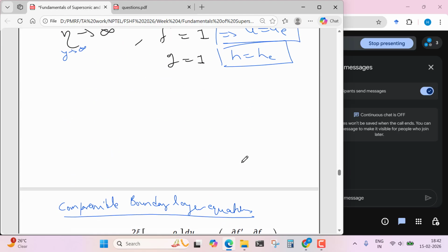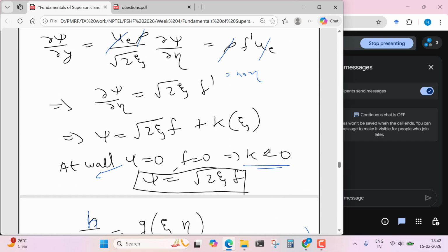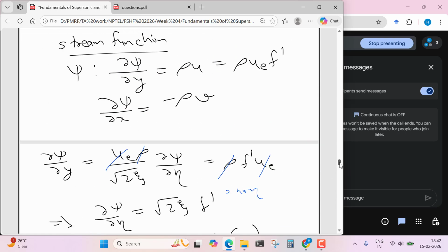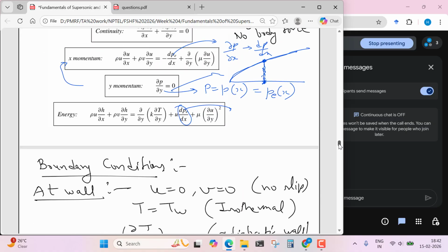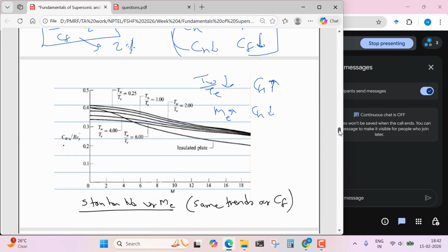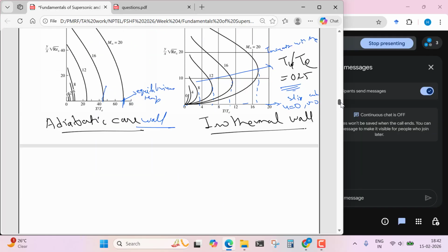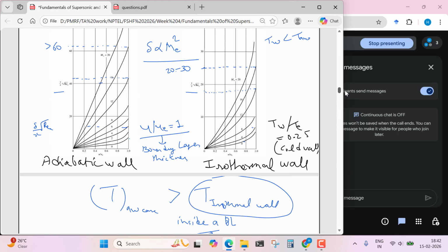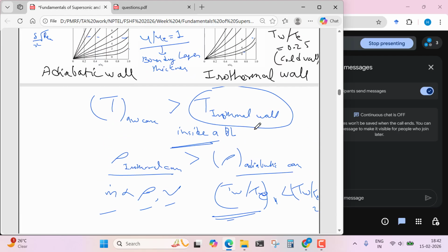Okay. And mainly this transformation is used because some problems we can simplify using that transformation, like the flat plate case, we can solve it easily compared to the direct Navier-Stokes equations. So any other doubt? No, sir. I have only a doubt in this.